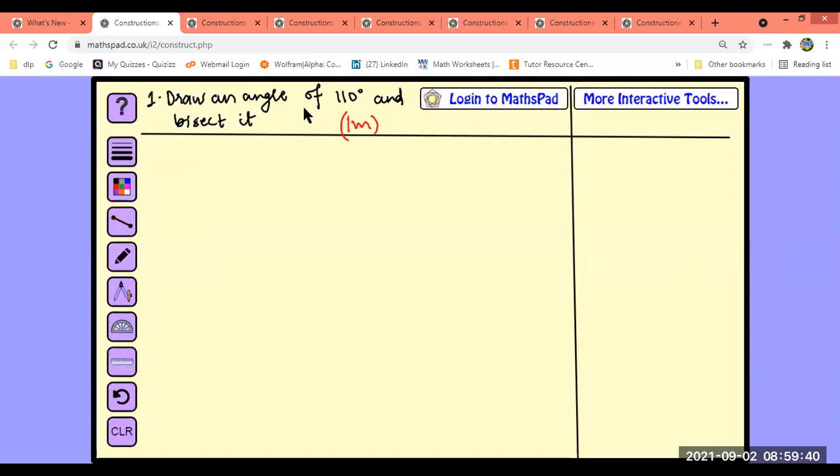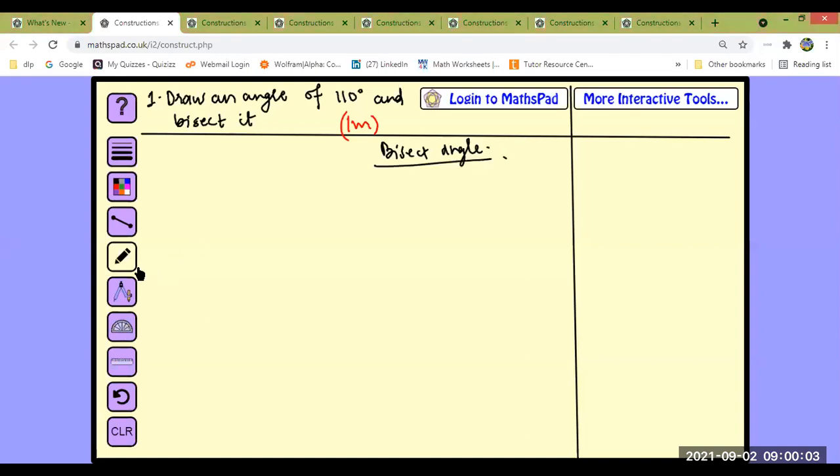Draw an angle of measure 110 degrees and bisect it. Okay, so please try to understand. Here we are going to learn how to bisect an angle. Okay, so the concept here is how to bisect an angle.